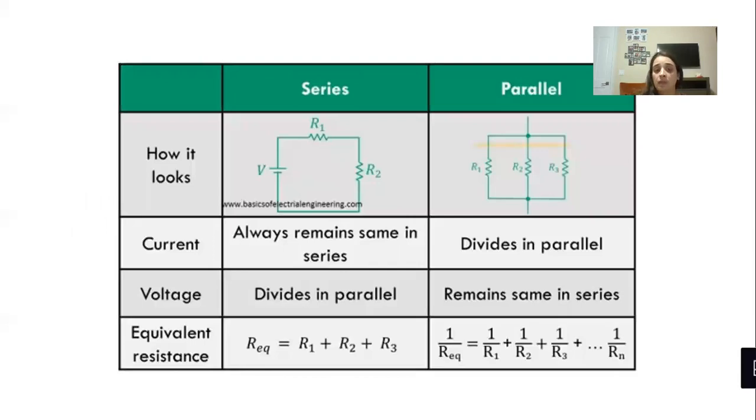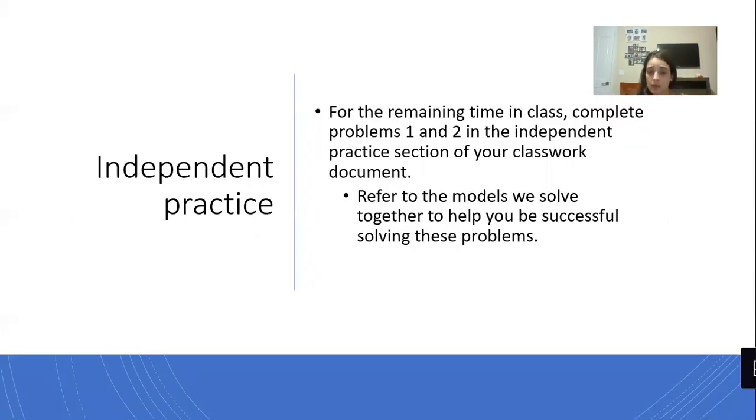All right, this diagram here is in your classwork document also, so you can refer to this if you need to. This summarizes everything that we just talked about, okay? So refer to that for the independent practice problems that we're about to do. So for the remaining time in class, complete problems 1 and 2 in the independent section of your classwork document. You can refer to the models that we just did to help you successfully solve these problems, right? There's no exit ticket today, just complete these two problems, and that was all for today.